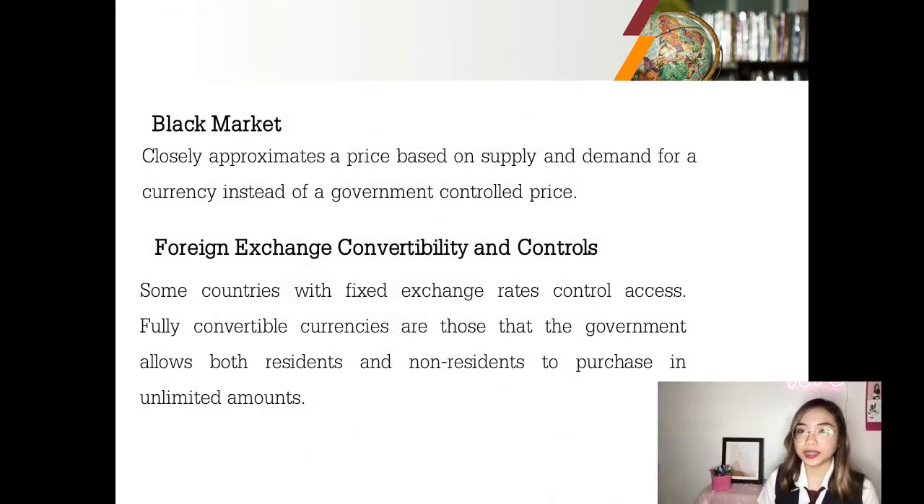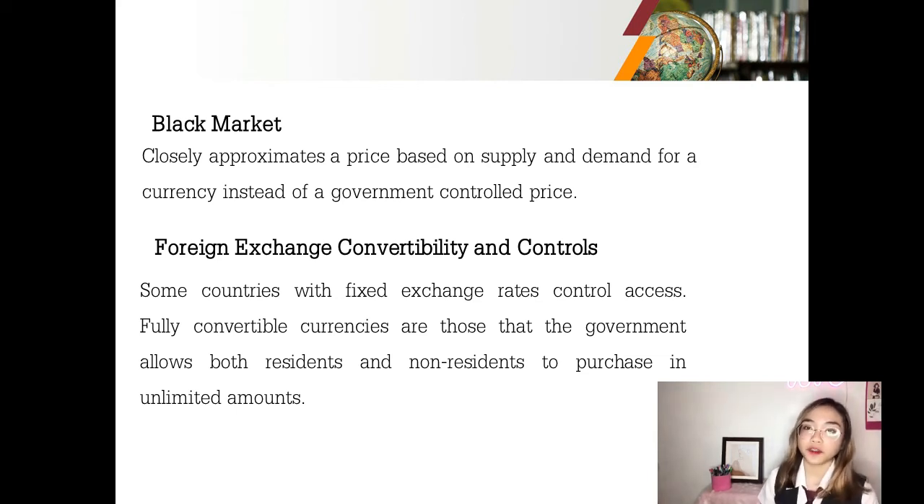So next one is the black market. A black market arises, however, when exchanges for foreign currency take place at an unofficial exchange rate, which closely approximates a price based on supply and demand for a currency instead of a government-controlled price.